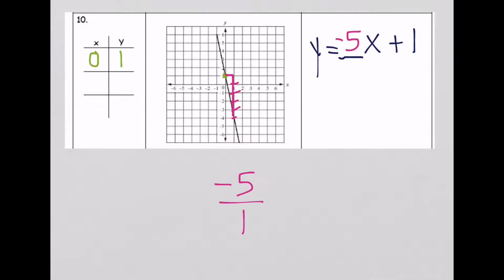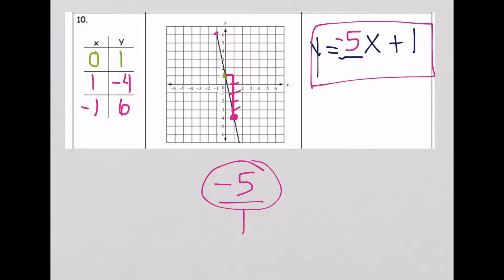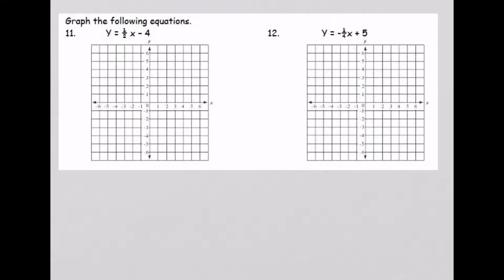Hey, what is this point right here? That's 1, negative 4. Yep, that works to help us fill out the table. We could have gone up to this point right here and said negative 1, 6. And either way, if you test all of those with a negative 5 slope, does it work? It sure does. So that is my equation right there. Okay, now you just have to graph.